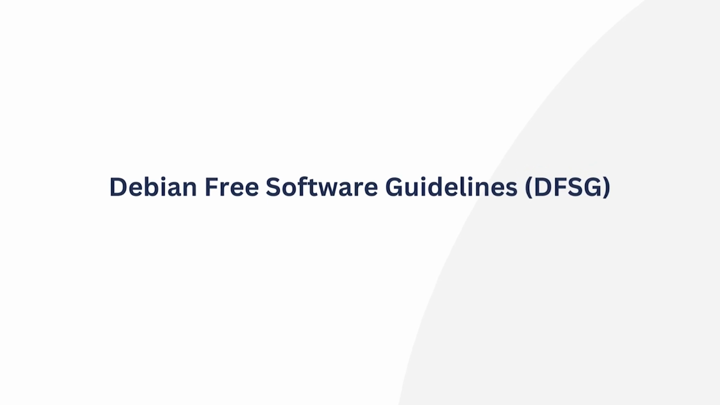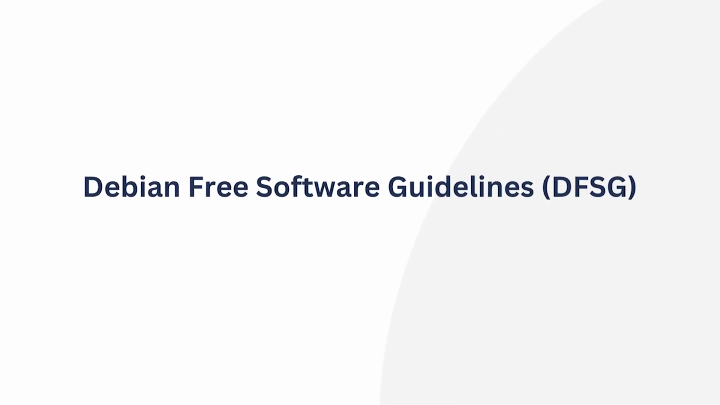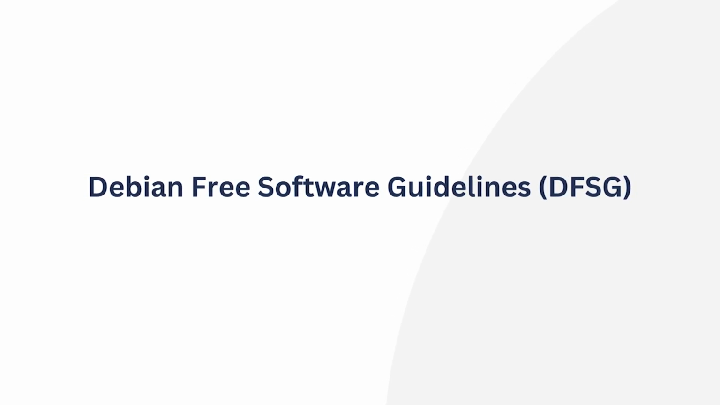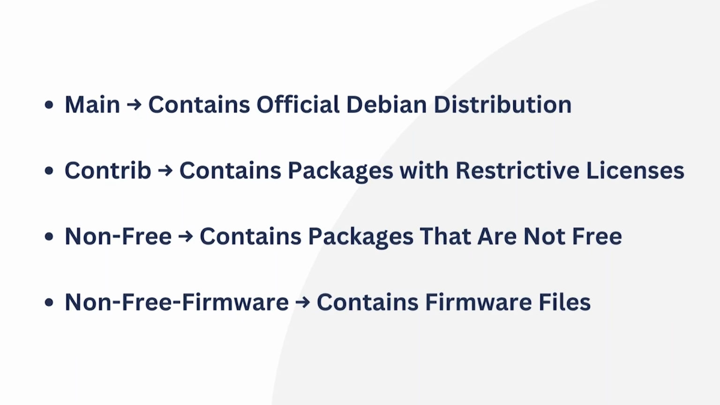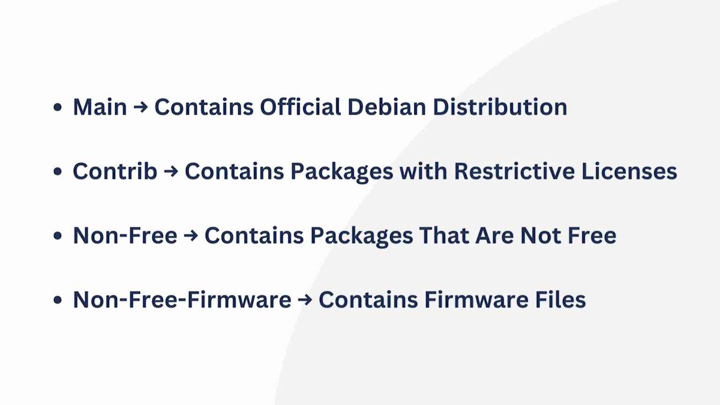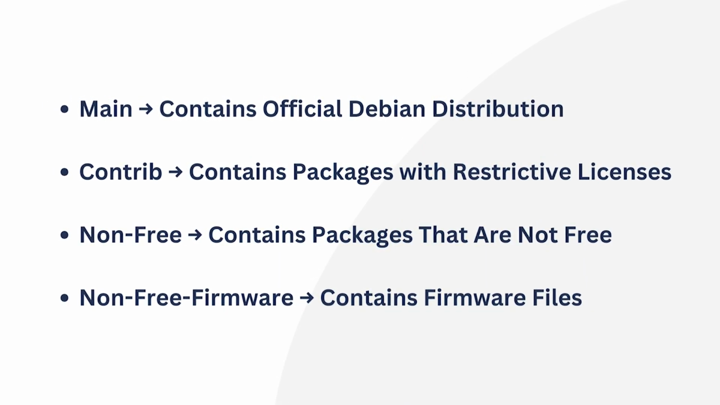Every Debian package complies with the Debian Free Software Guidelines, guaranteeing user freedom to use and share packages along with their source code. The packages are grouped into different sections. The main section contains the official Debian distribution. It has packages that adhere to Debian Free Software Guidelines and enjoys full support from the distribution. Secondly, there is a contrib section which encompasses packages relying on software from the main section but potentially featuring more restrictive licenses. Next, in the non-free section, you will find packages that are not free.